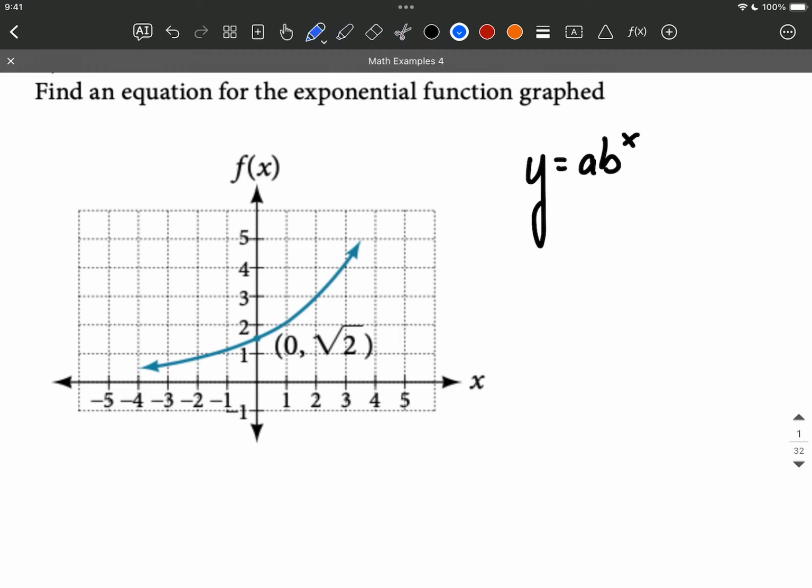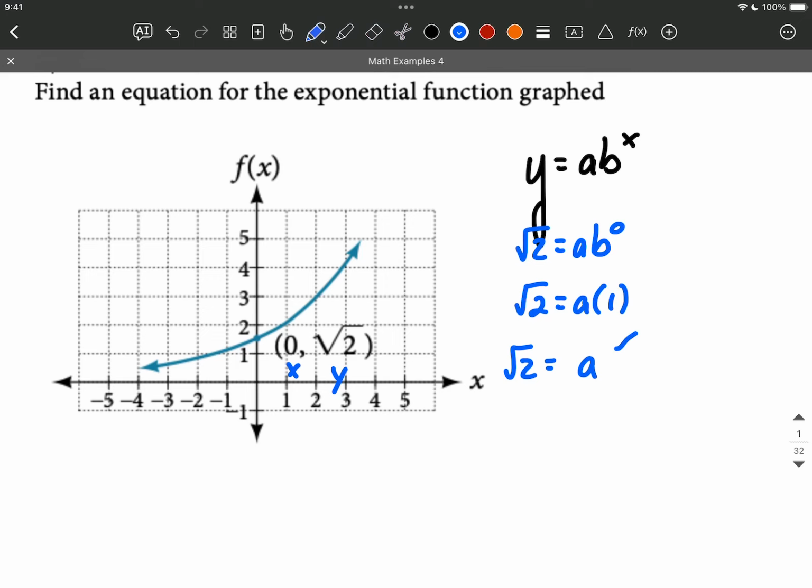Next, let's go ahead and use our y-intercept, because that's been given to us. It's a little bit of a strange one here, but it's 0, square root of 2. So that's an x value, and that's a y value. Let's go ahead and fill those into our equation. So we have the square root of 2 equals a times b to the 0 power. So 0 goes in for x, square root of 2 goes in for y. From here, we get the square root of 2 equals a times, well, b to the 0 power is the same thing as 1. So this tells us our value for a is just the square root of 2.